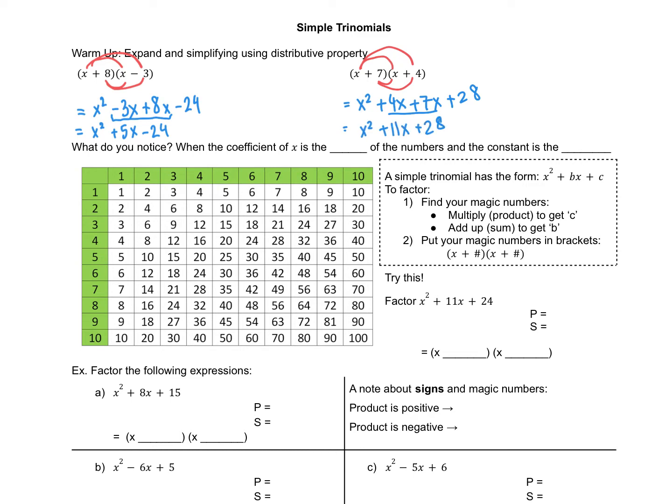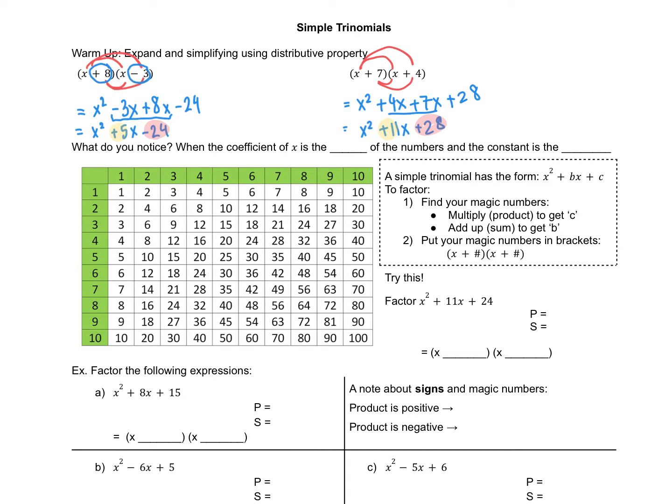Okay, so now I want to take some observations. Let's look at the coefficient of x. So the coefficient of x in the first scenario is positive 5 and positive 11 in the other. And let's also look at the constant, which is the plus 24 and the plus 28. And I want to connect it to the two numbers originally in the brackets, which are positive 8 in the first one and -3. So let's look at those two numbers.